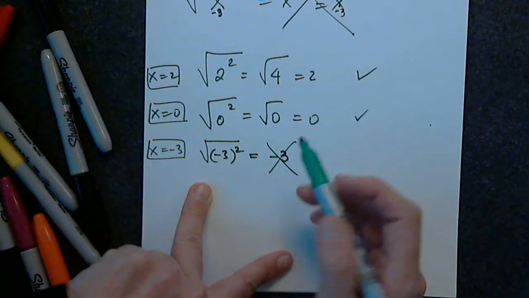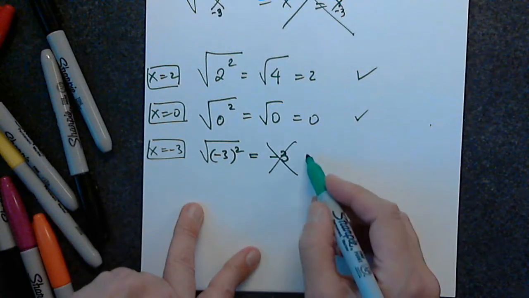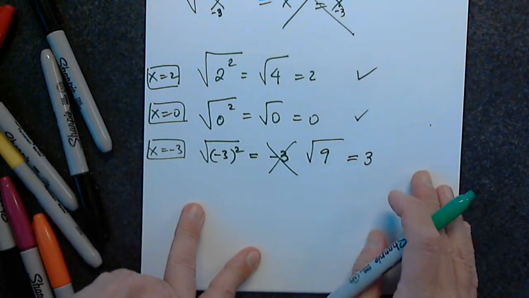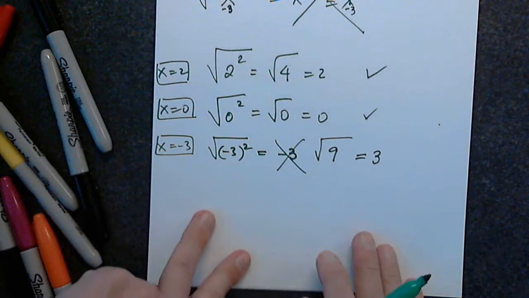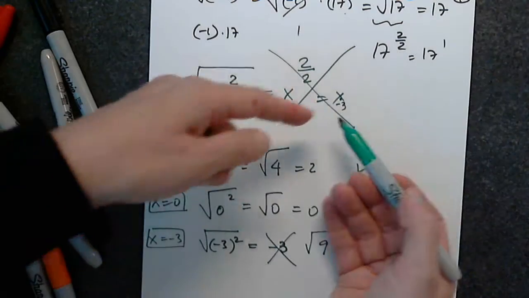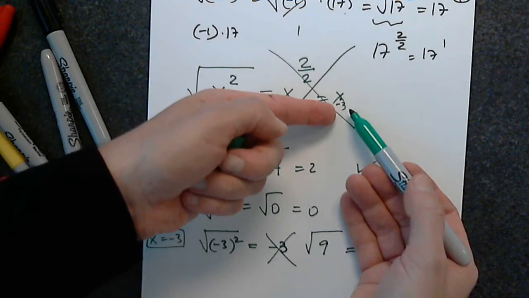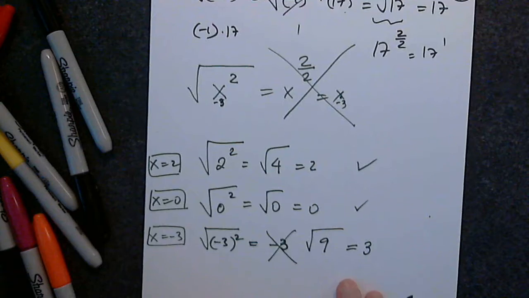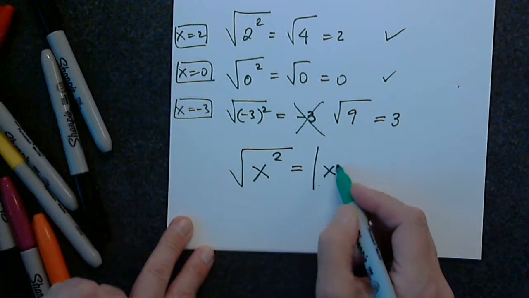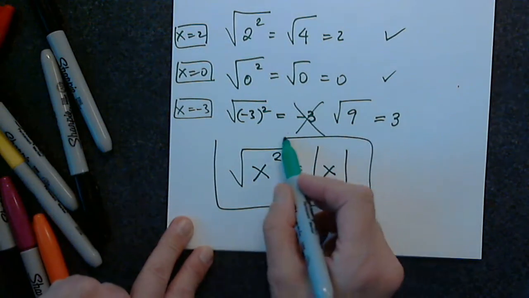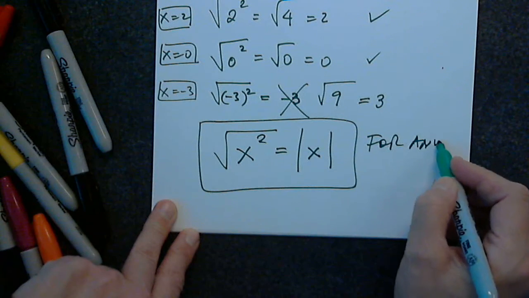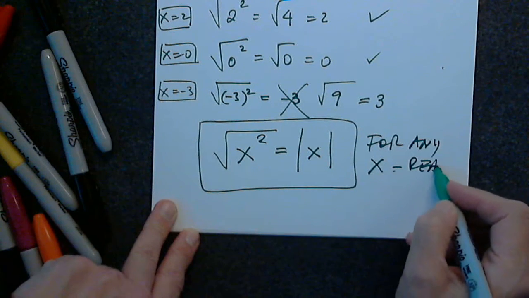This will be incorrect. We just did an example, right? I will have to write the square root of negative 3 squared, which is 9, and then the answer will be 3. But I replaced x by negative 3. So something is wrong. I cannot replace x by negative 3 and instead of x get something else, positive 3. So the correct formula is this. And now this is guaranteed to work for any real number. For any x real number.